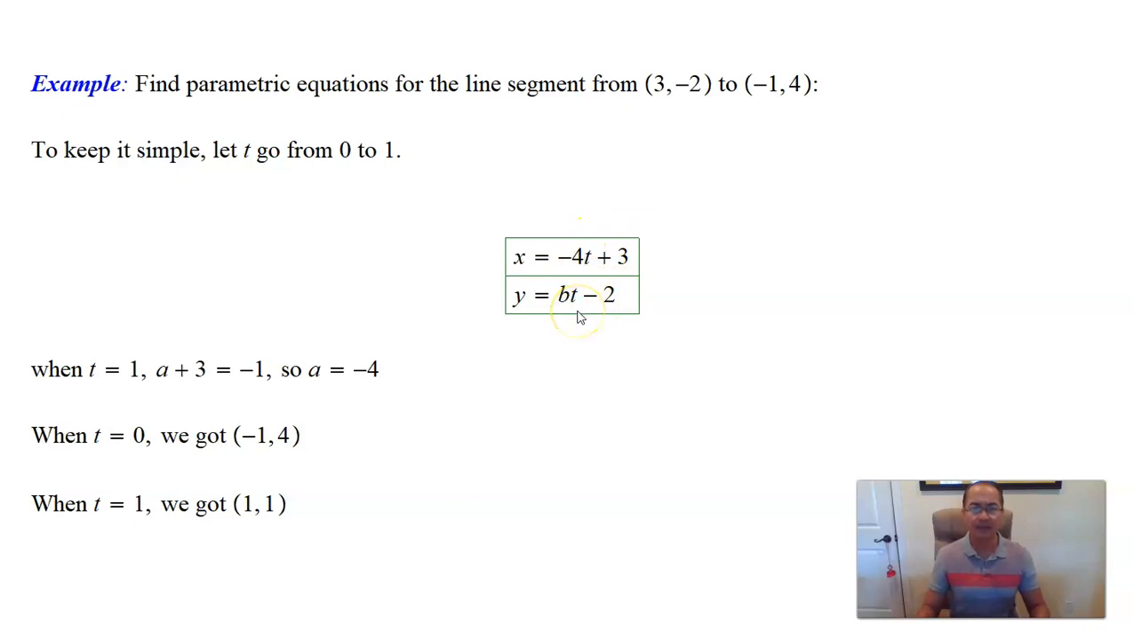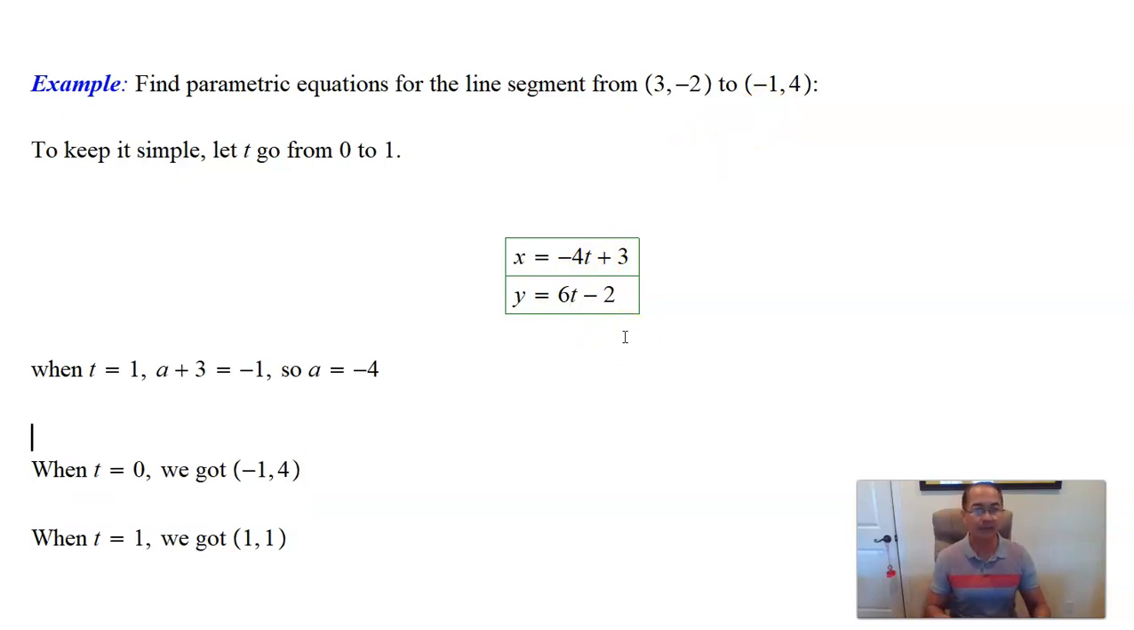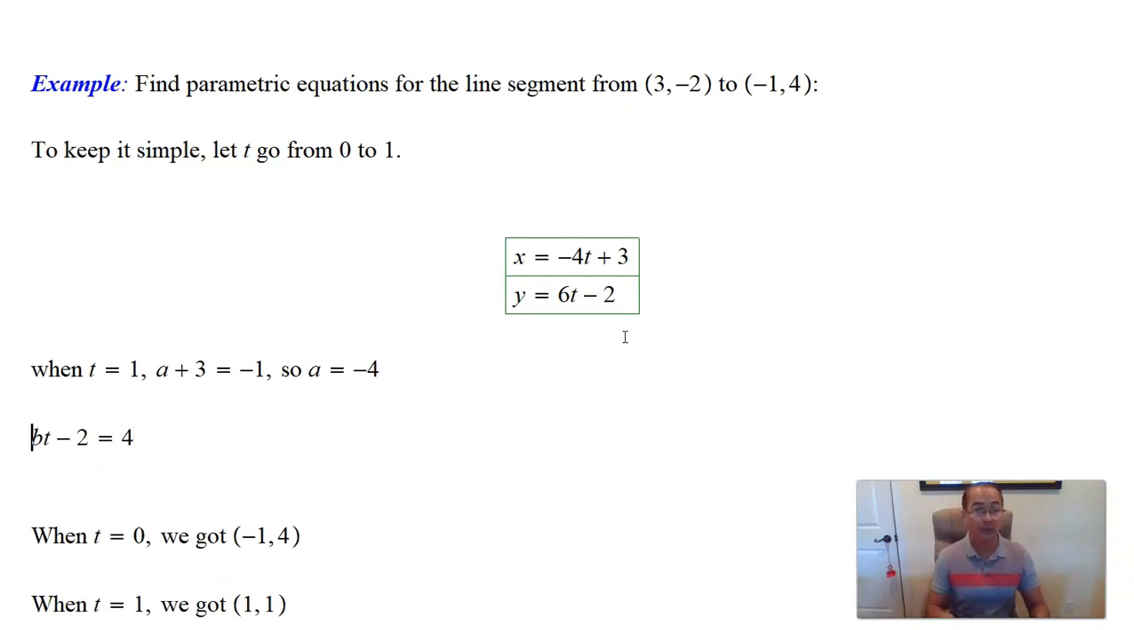Similarly, now let's try to do this mentally. We want to go from negative 2 to positive 4. How many units do you have to move to go from negative 2 to positive 4? You need to increase the y coordinate by 6. Minus 2 plus 6 equals 4. So b should be 6. Okay, you don't trust me? So we want bt minus 2 should be equal to 4 when t is 1. So b minus 2 should be 4, b equals 6.